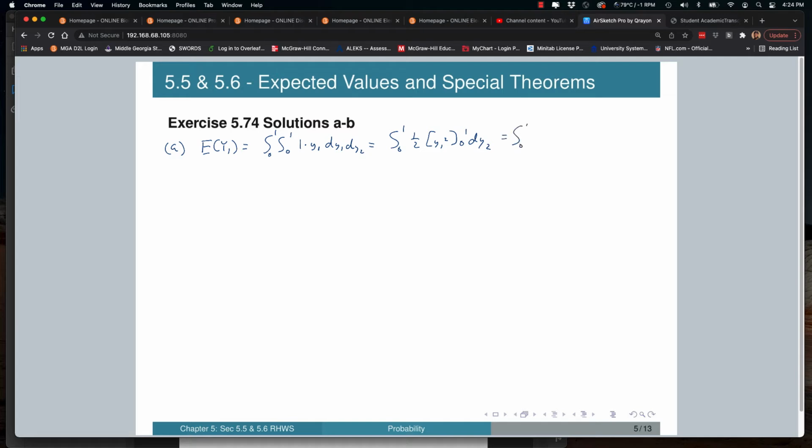So we end up integrating 0 to 1 of 1/2 dy sub 2, which just equals 1/2 times y sub 2 evaluated from 0 to 1, so we get 1/2 as the expected value of y sub 1. The expected value of y sub 2 comes out to be the same thing, probably because the random variables are independent in this function, so we end up getting the same thing.